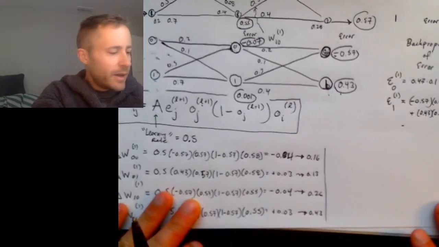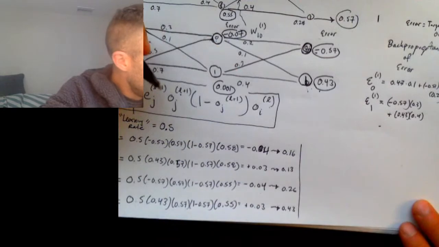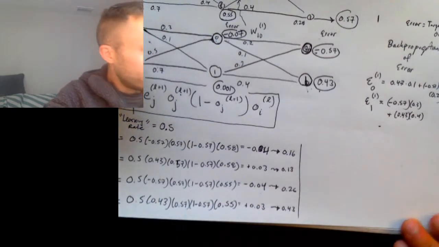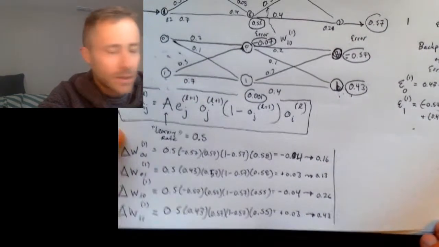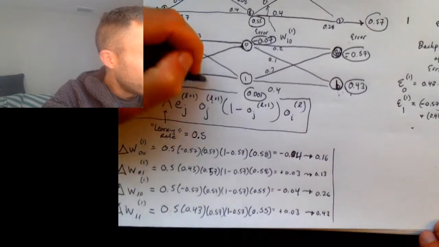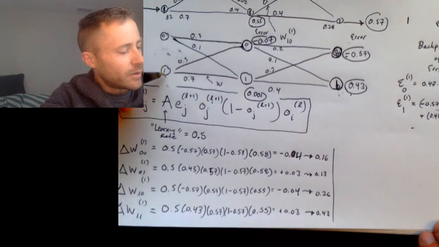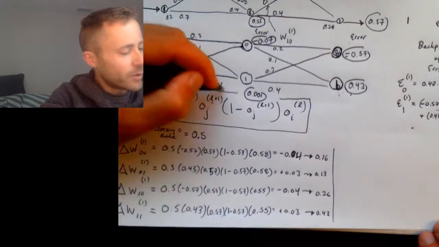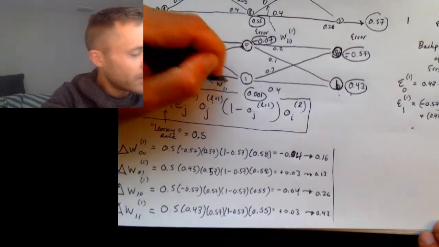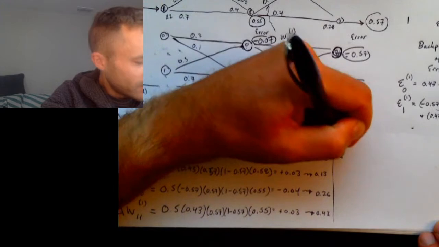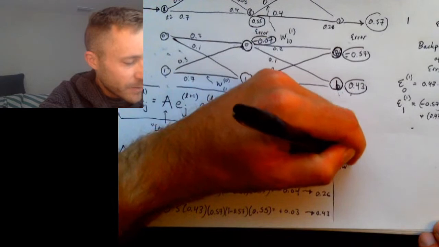So now I'm going to do the exact same thing with updating these links. Okay, so for example, this one right here is the weight that goes from neuron 1 to neuron 1, and it comes from layer 0. So I have to update layer 0's links. So I'm going to have 4 of those.